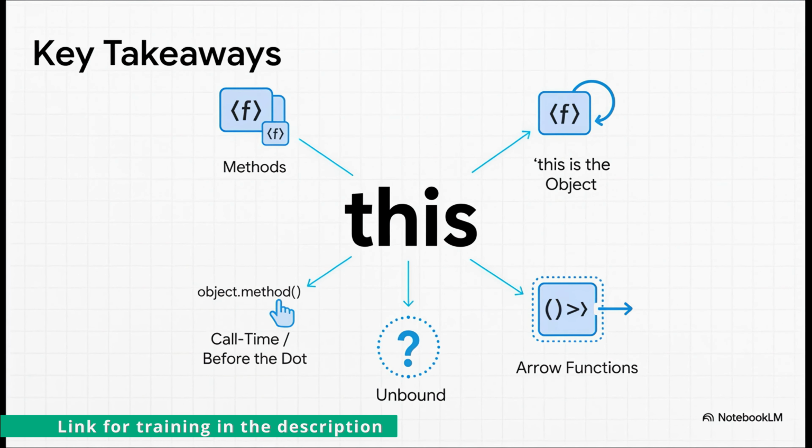Alright, so let's do a quick lightning round of the key takeaways. Functions inside objects, we call those methods. To refer to their own object, methods use this. Now, the most important part. The value of this is set by the object before the dot when the method is called. It's totally dynamic. And the one big exception, arrow functions. They have no this, they just borrow it from the outside.